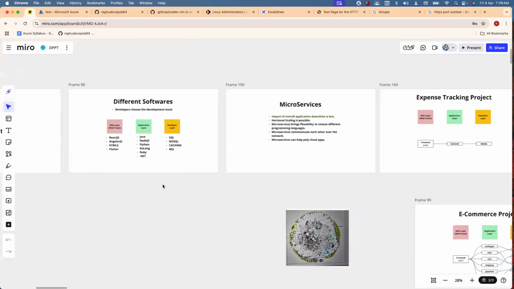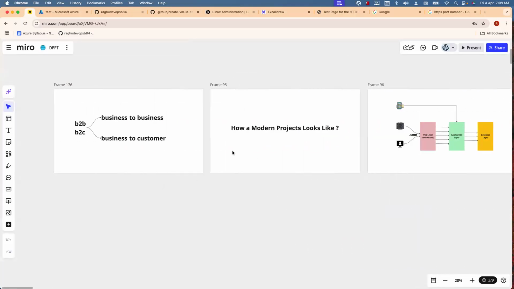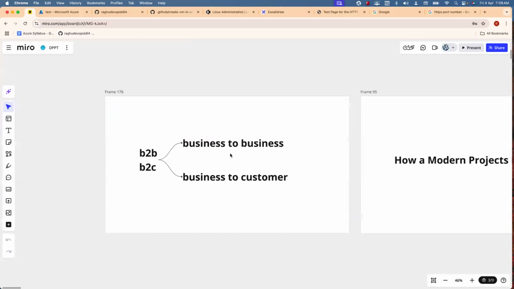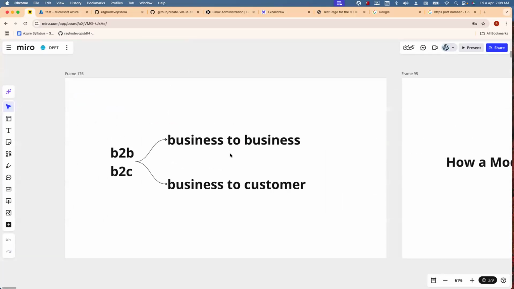usually how does the project look like? You can also come a little bit above and start from the business. Any company doing business can be doing it in two ways: business to business and business to customer, B2B or B2C. These are the two types of business models you'll generally have, B2B and B2C, for any application.